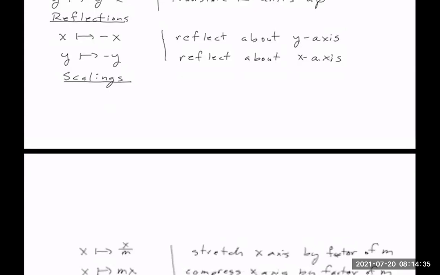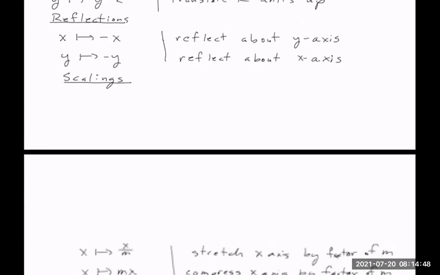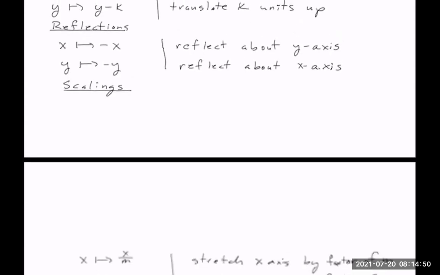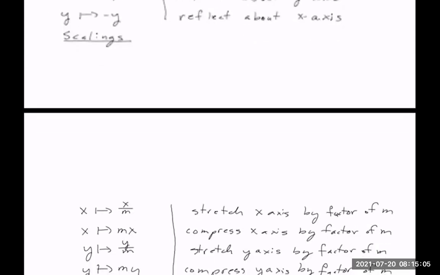Well, since I'm doing something to x and math is backwards, then I'll reflect about the y-axis. And so I'll reflect y equaling f of x about the y-axis. If I replace y by negative y, then I'll reflect about the x-axis. Math is backwards. Now, let's do scalings.